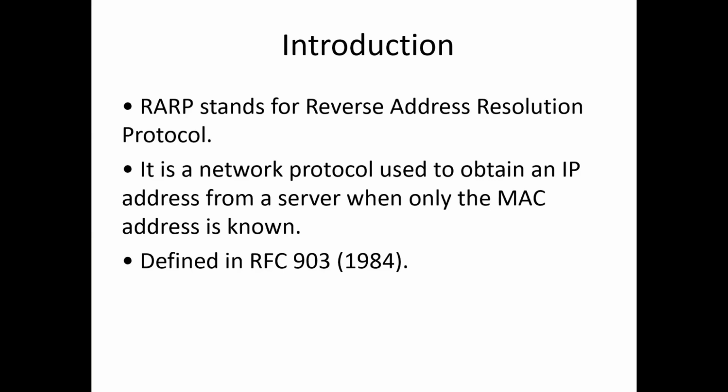Just imagine that you bought a brand new computer and you know its MAC address but don't know its IP address. So basically, it will ask the network, what's my IP address? And that's exactly what RARP does. It helps a computer figure out its IP address when only its MAC address is known. So it's a network protocol which is used to obtain an IP address from a RARP server, right? When you only know the MAC address.